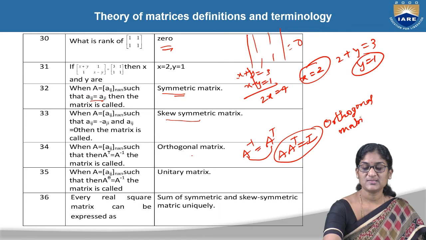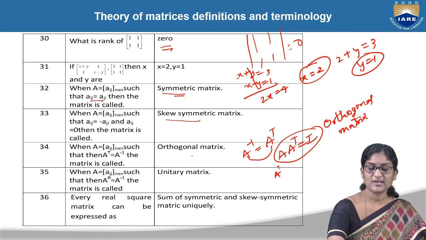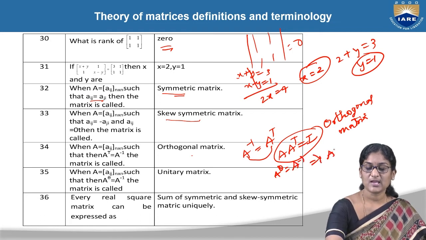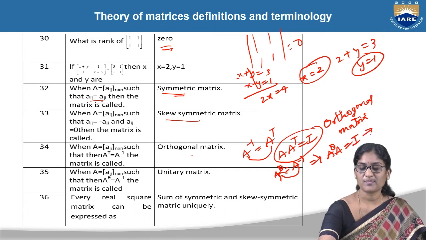Similarly, when A to the power of theta is equal to A inverse, this can be written, bringing A to the other side, as A to the power of theta into A is equal to I. This is a property on complex matrices and you call it a unitary matrix.